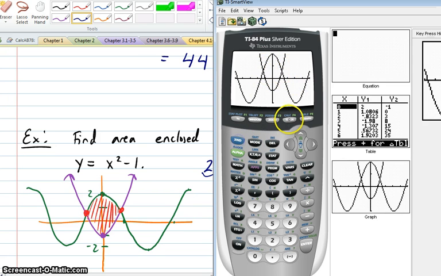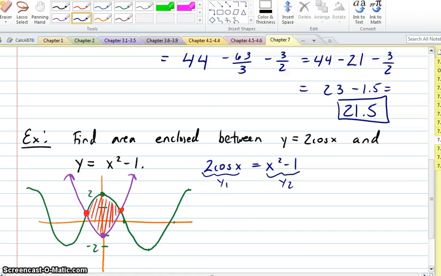What we need to do is find this point of intersection and that point of intersection. So second trace, intersect. Let's just find the positive one first. Get close to it, press enter, enter, enter again. Now we get about 1.265, so let's write that down.